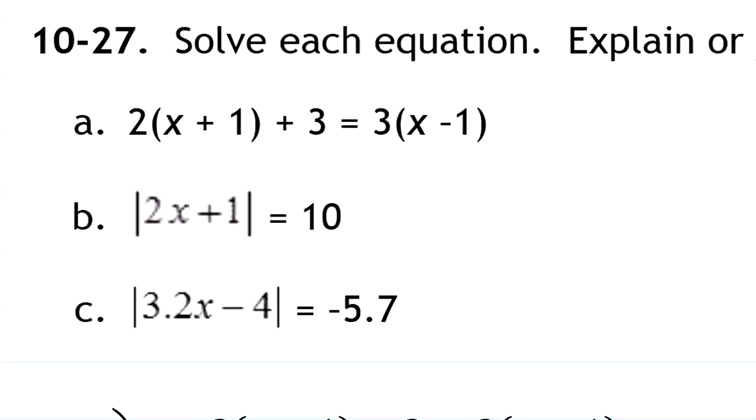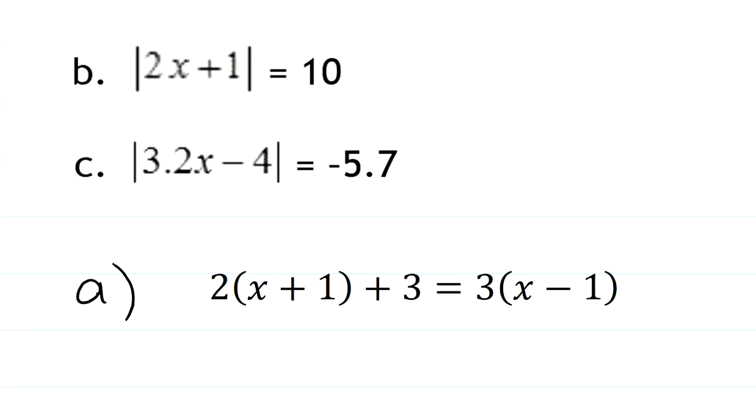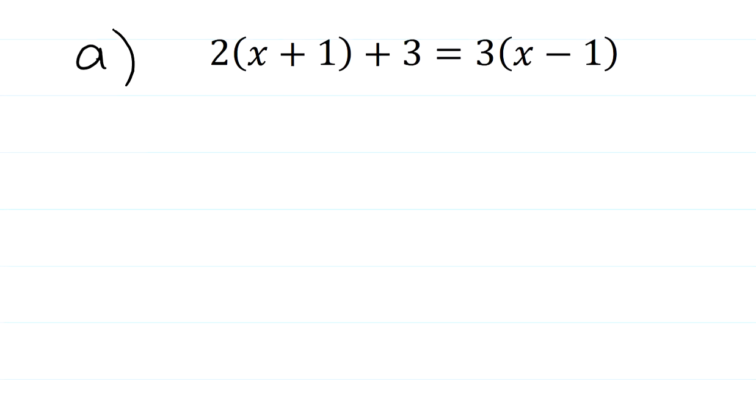So question 27 asks us to solve three different equations, and we're supposed to explain or justify our steps for part B. So we'll have to look at that closely. I've written these down below here, so we have plenty of room. So let's do part A first.